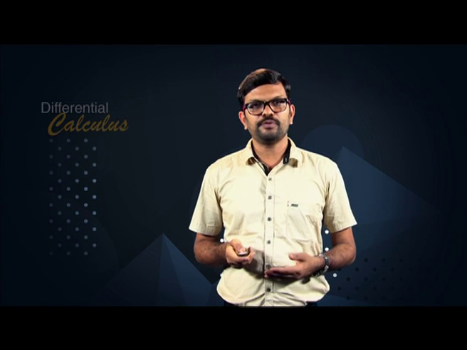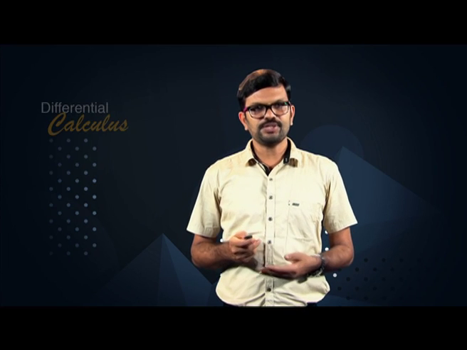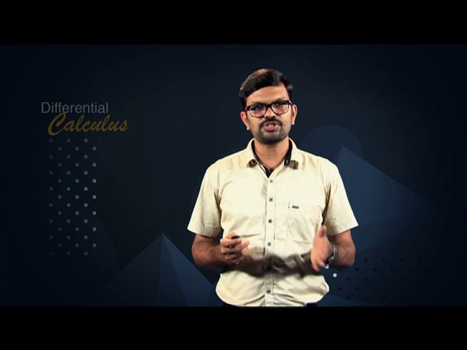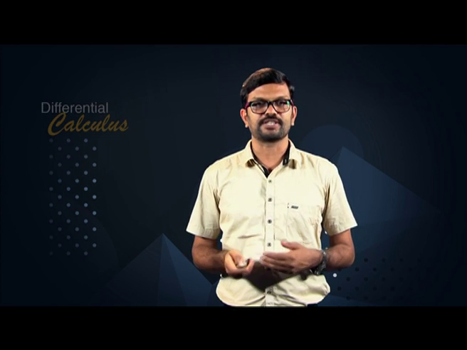We shall now evaluate the second derivative. Differentiating f dash of x is equal to (x to the power 4 minus 13 x square plus 10) whole divided by 2 times (x square minus 5) square, we get f double dash of x is equal to 3x into (x square plus 15) whole divided by (x square minus 5) whole to the power 3. y double dash is equal to 0 implies x is equal to 0. Hence, x is equal to 0 is possibly a point of inflection.